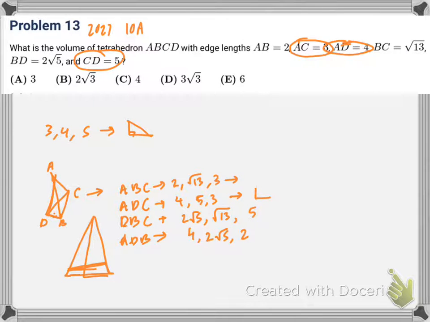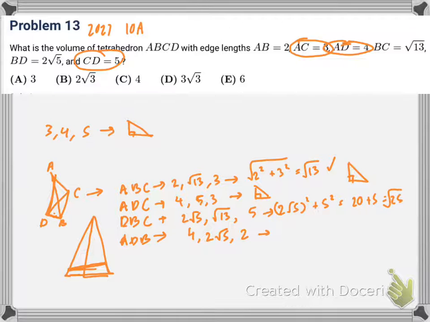So I already know this is a Pythagorean triple, and I can just compare the rest. So I can say 2 squared plus 3 squared equals 13. Oh, hey, that adds up if I take the square root of all that. Get root 13, and that's the side. So here, this is also a right triangle. 2 root 5 squared plus 5 squared is going to give me 20 plus 5, which is 25. And the square root of that is not equal to root 13.